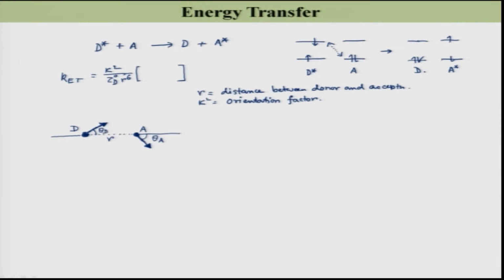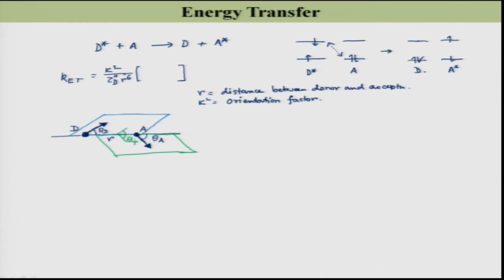If you make a plane with the donor dipole and the line connecting donor and acceptor, and make another plane with the acceptor dipole and the line connecting donor and acceptor, then the angle between these two planes, let us say, is termed theta T.